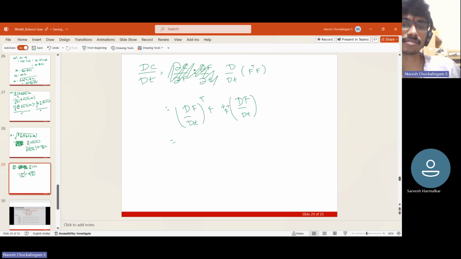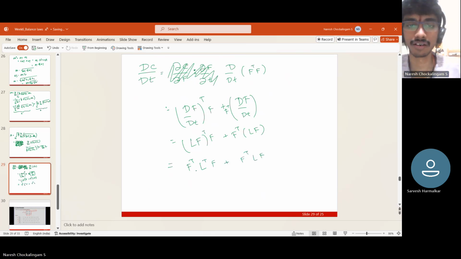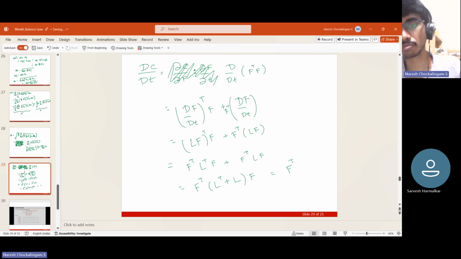And what is dF by dt? It is LF, right? LF transpose F plus F transpose LF. So use the transpose law, you get F transpose L transpose F plus F transpose LF. Club the two, you get F transpose (L transpose plus L) F, which is F transpose 2D F. So D is the symmetric part of the velocity gradient L. L transpose plus L is 2 times the symmetric part. So this is nothing but 2 times F transpose D F.